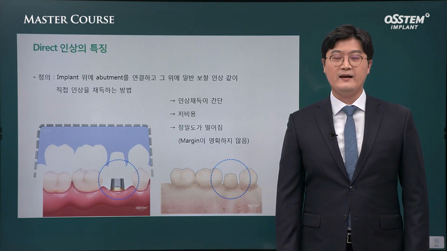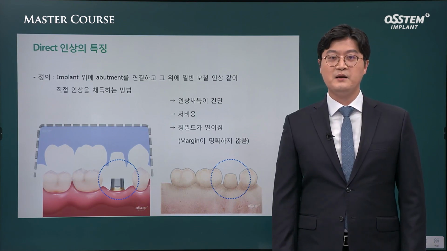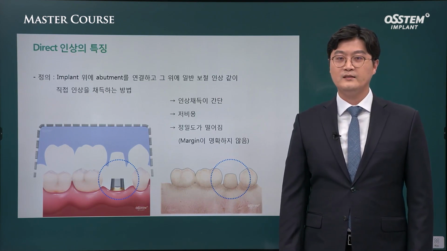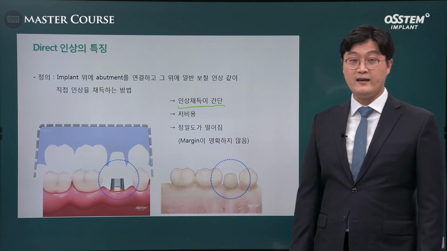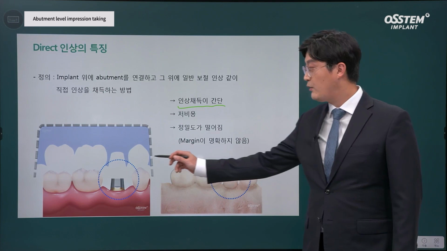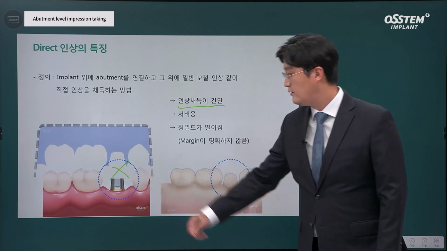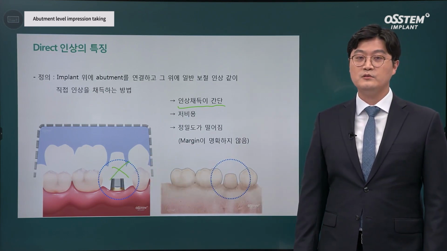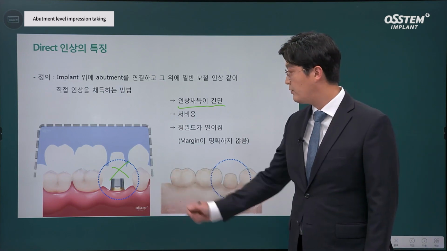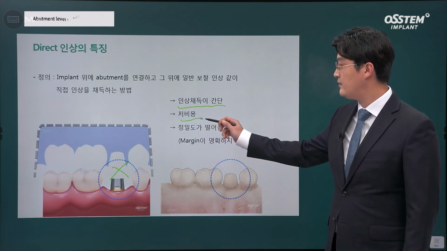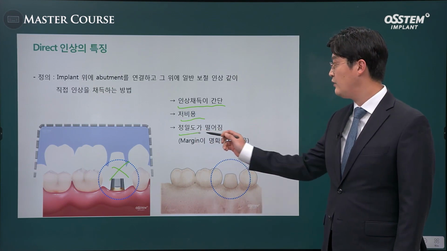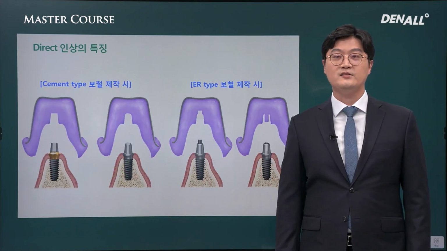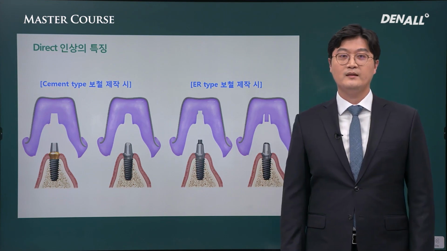Direct impression taking, in general, is the same as natural tooth impression taking. The impression taking is very simple. Unlike the indirect method, a plastic cap is not needed, and the stock lab analog is not required. Therefore, the cost is low. However, it's very difficult to capture the margins, so accuracy is lower.